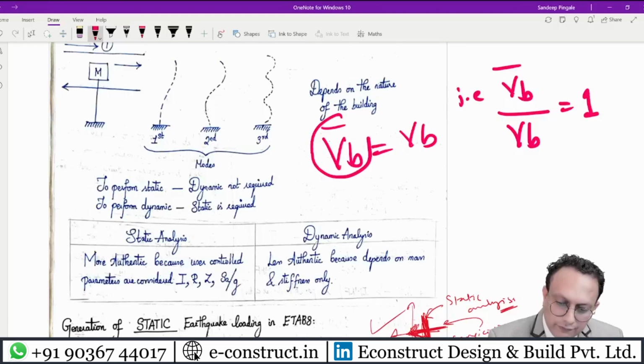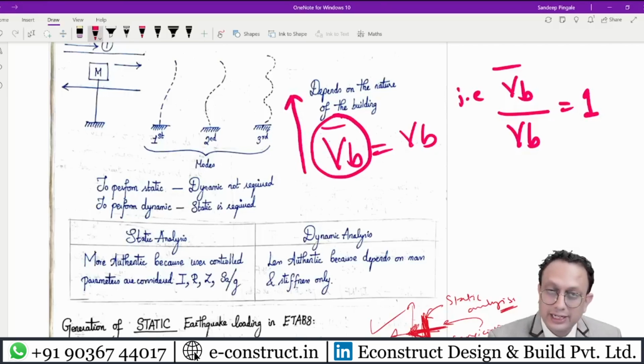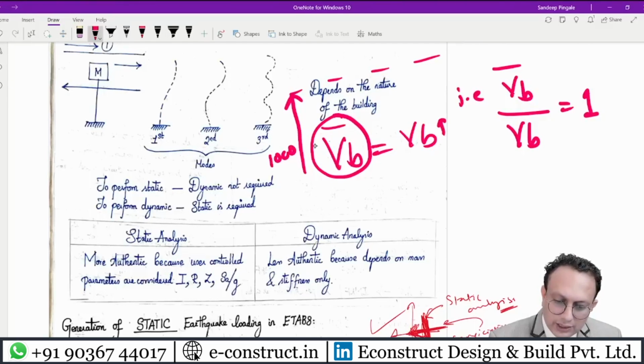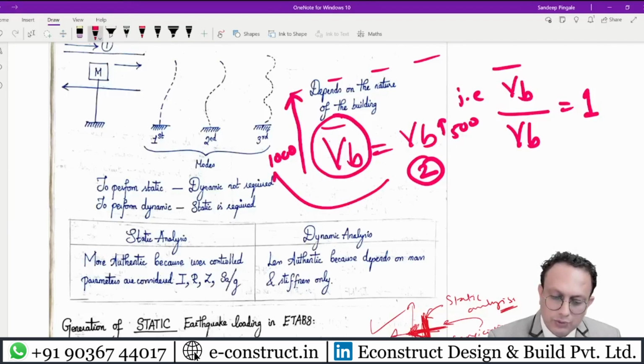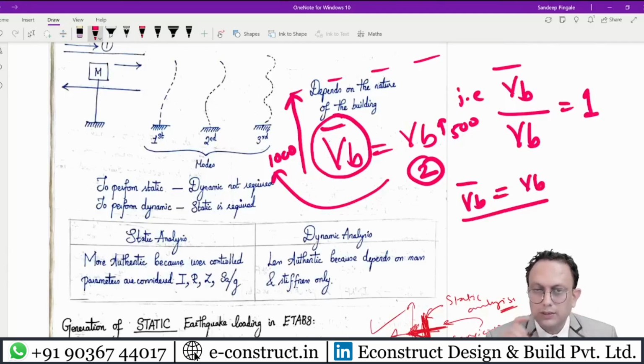So if the VB bar is more, which is the highly likely case, and VB is slightly less than this one, what we do is make sure, let's say for example this is 1000, this is 500, so the scale factor will be 2. So 500 into 2 becomes 1000. So we make sure that VB bar and VB are both the same. The static analysis and dynamic analysis base shear are going to be the same.